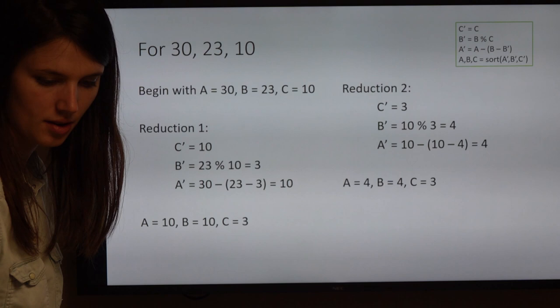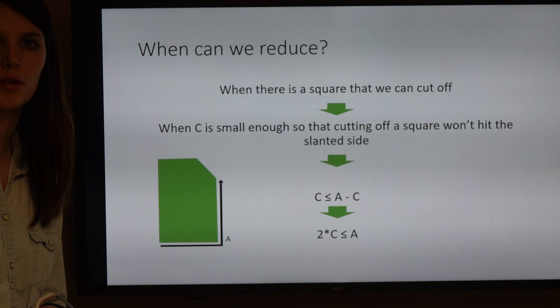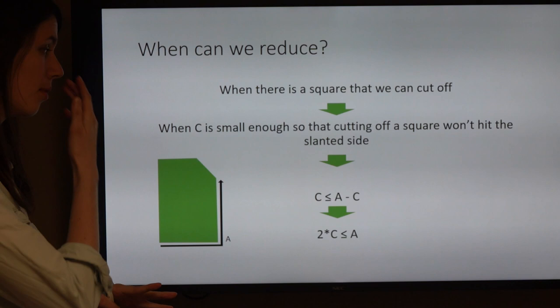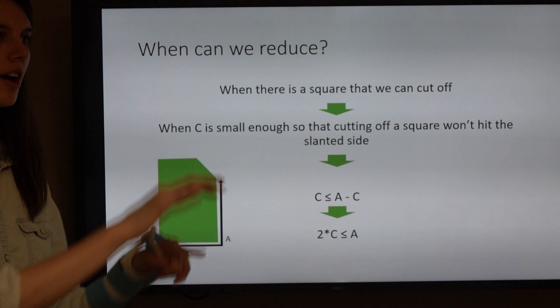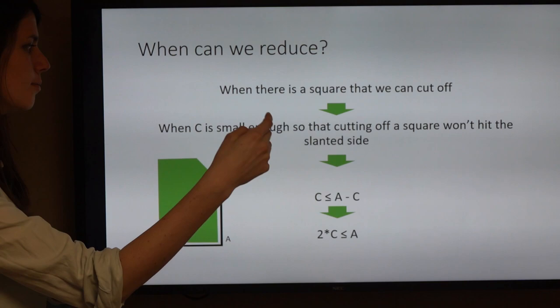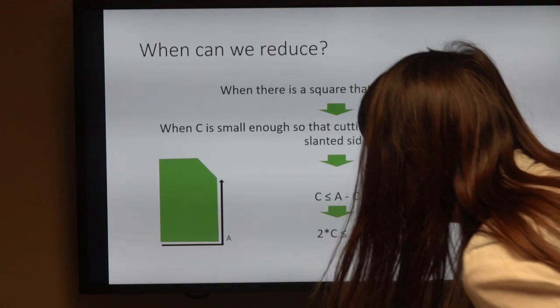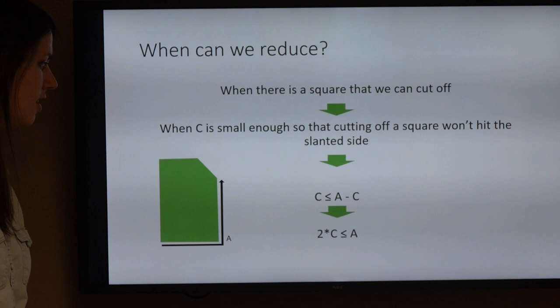All right. So this brings up the question, when can we reduce a problem? A diagram, rather, or a problem. One way of phrasing this reduction is we can reduce it when there's a square that we can cut off. We see, okay, a C by C square will cut it off if it doesn't run into this line inside. Another way of saying that is when C is small enough. So then we arrive at the formula C must be less than A minus C.